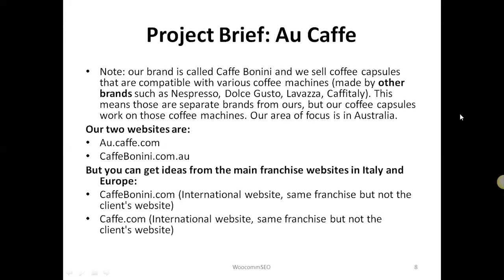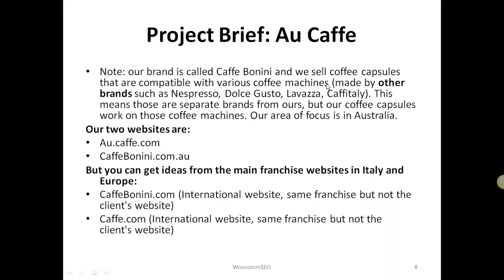So here's the project brief. This is step 1 in the 9 items checklist. And in the project brief, it says, our brand is called Caffè Bonini, and we sell coffee capsules that are compatible with various coffee machines. So these coffee machines, there's 4 main brands that we are compatible with. It's the Nespresso coffee machine, the Dolce Gusto coffee machine, the Lavazza coffee machines, and the Caffè coffee machines.